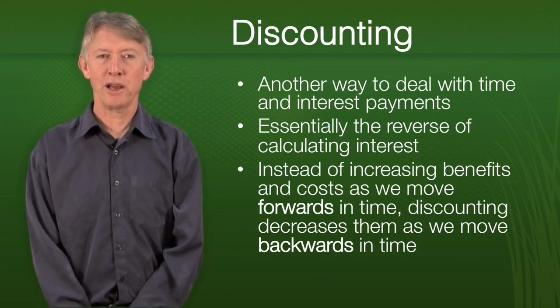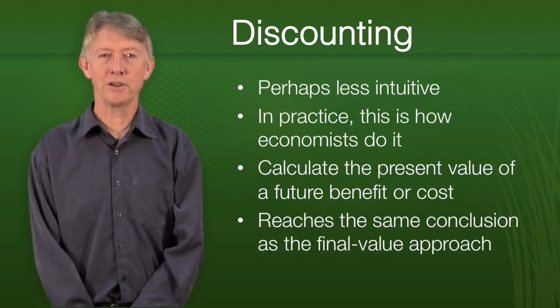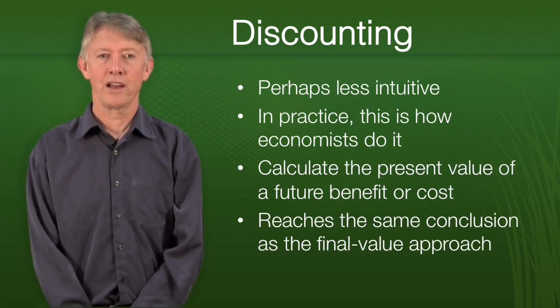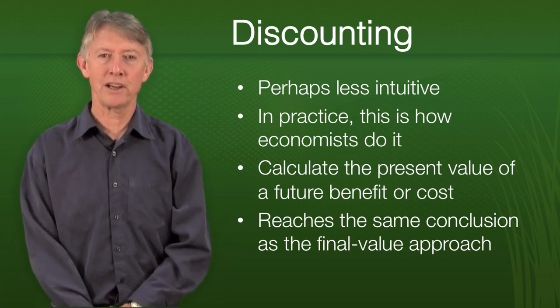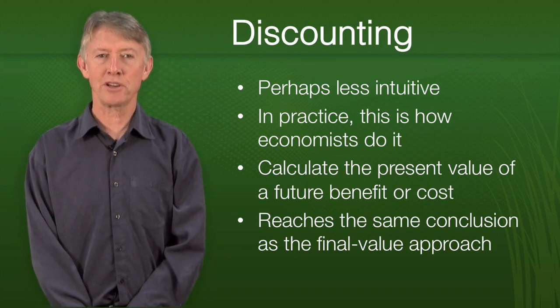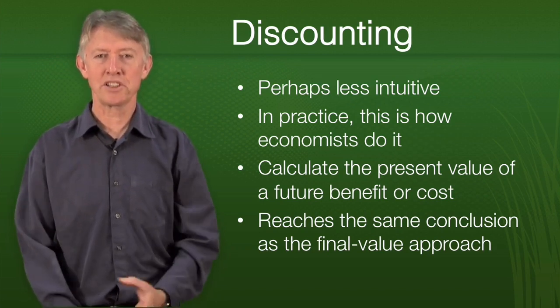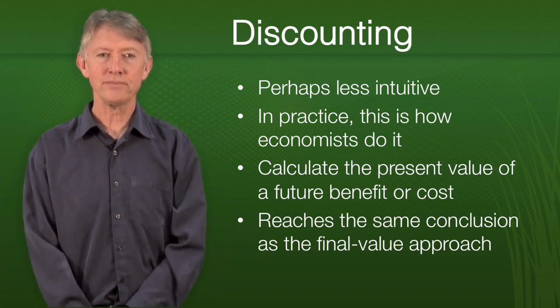So as I say, discounting is perhaps a bit less intuitive, but in practice this is the way that economists usually do it. With discounting we calculate the present value of future benefits and costs. If we do it correctly and we do the interest paying approach correctly, then we'll always reach the same conclusions, but we'll do it with different numbers. We'll reach the same conclusion in terms of whether or not the benefits outweigh the costs.